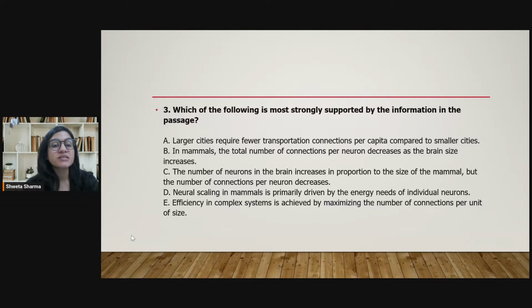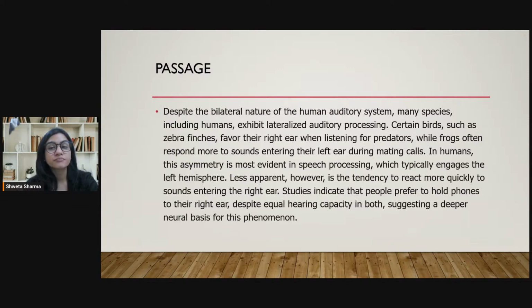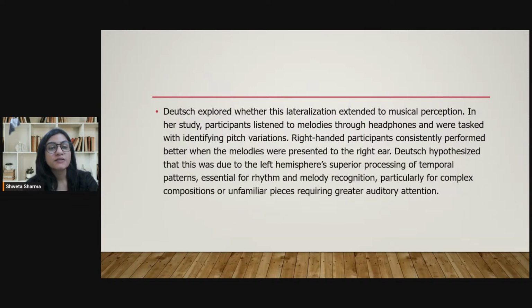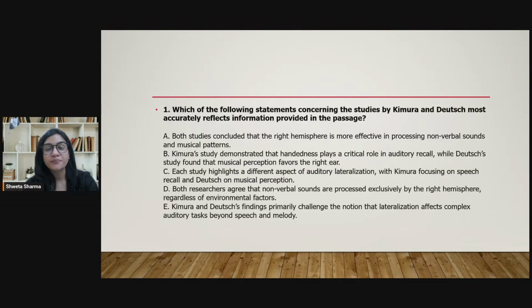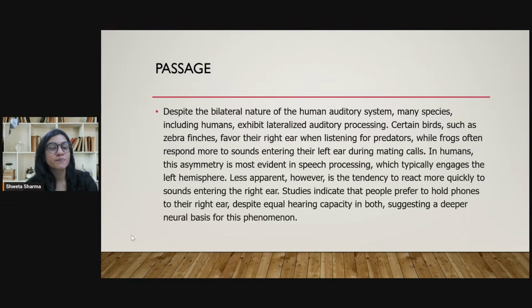For this, we just had 3 questions. Let's move to another passage now. Okay, this is a little lengthier passage, guys, and then we have some good questions. Please have a look at it, then we discuss this.